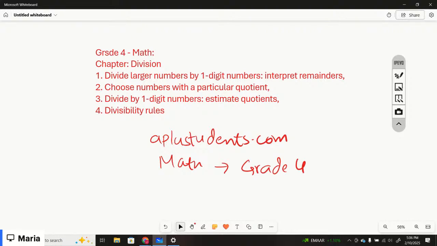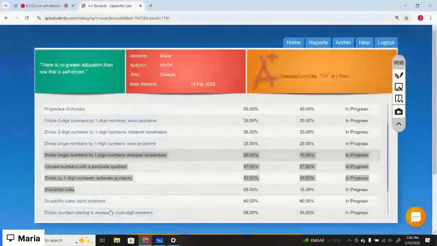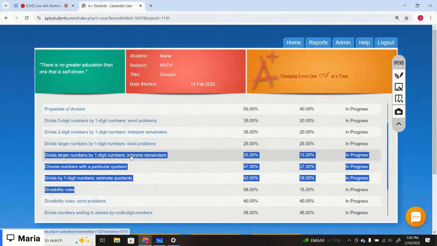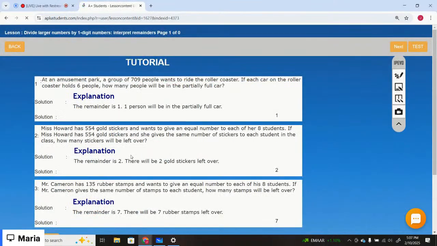So please make sure you have your notebook and pencil so that you can note down the important examples and definitions as well. Here I am on grade 4 math. The chapter we are on right now is division. Let's start with the lesson divide larger numbers by one digit numbers, interpret remainders.